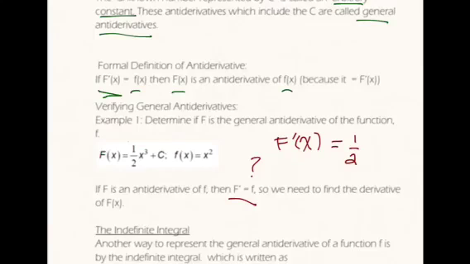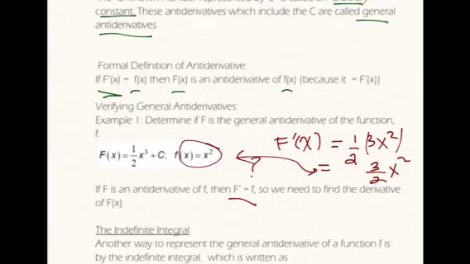you would keep the 1/2, and then you take the derivative of x cubed, which would be 3x squared. The derivative of any constant is 0, so this is 3 over 2 x squared. Does that equal x squared? Are these equal? Nope. So big F is not the antiderivative of little f.